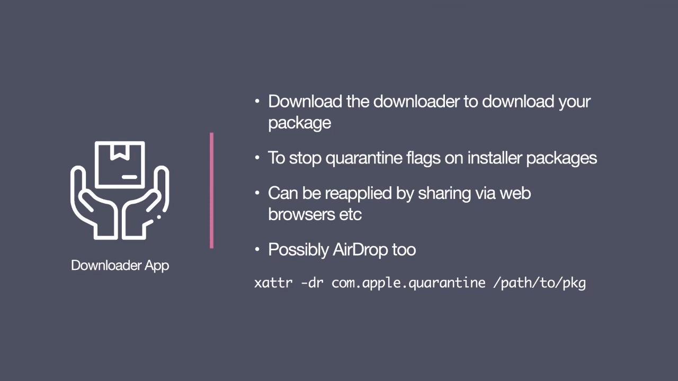With the Downloader app, the flag or attribute is applied to the Downloader app itself, but when that goes and grabs your zipped packages, it will not apply those flags or attributes. This same problematic quarantine bit can also be reapplied if you share these packages around via something like Google Drive or Dropbox. And I've also had some reports it's happening with AirDrop transfers too. So just be aware, if you're going to be dragging these things around, you might have to clear out the quarantine attributes manually, in which case you can use this command here.